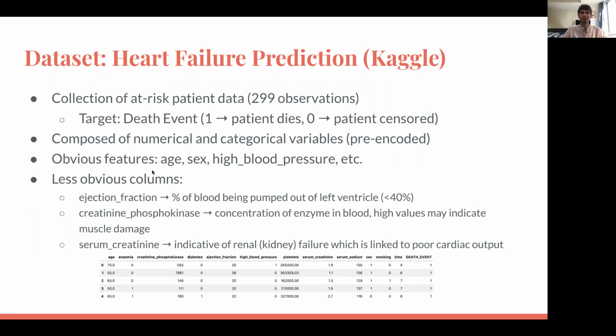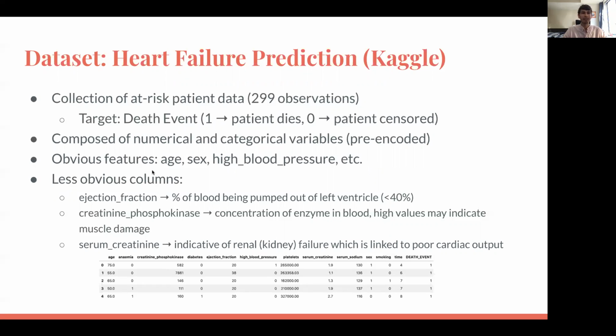The data set I use comes from Kaggle. It's the heart failure prediction data set, and it's a collection of at-risk patient data, 299 observations of it. The target in this case is death event, where 1 indicates a patient dies and 0 indicates a patient was censored. Censored merely means the scientist in charge of the study lost contact with the patient. It doesn't provide any information on whether they lived or died.